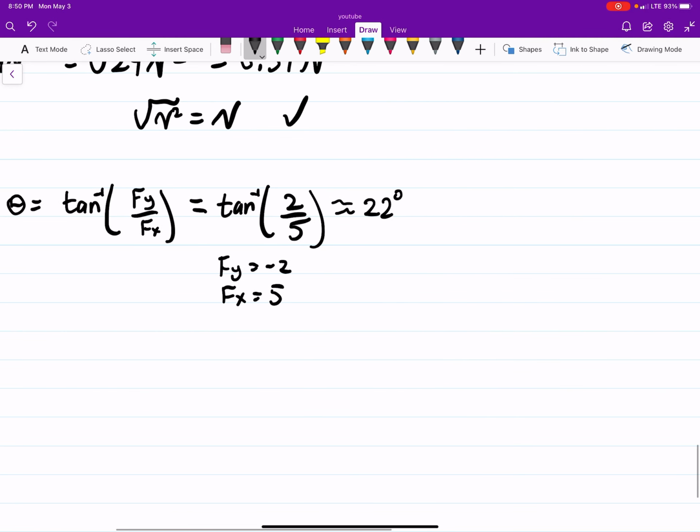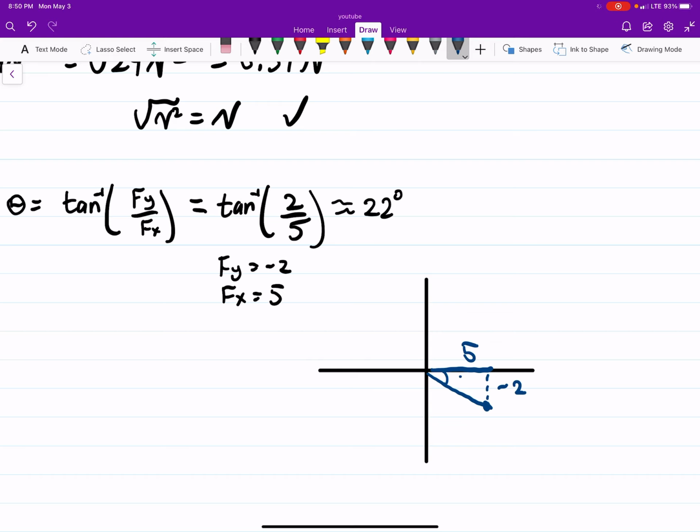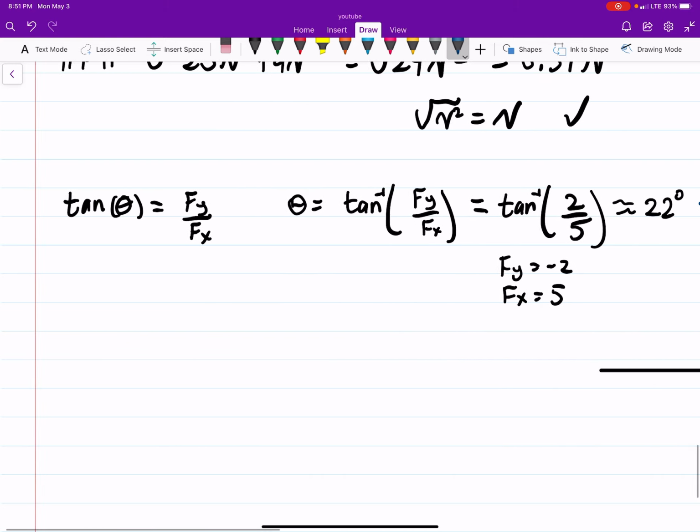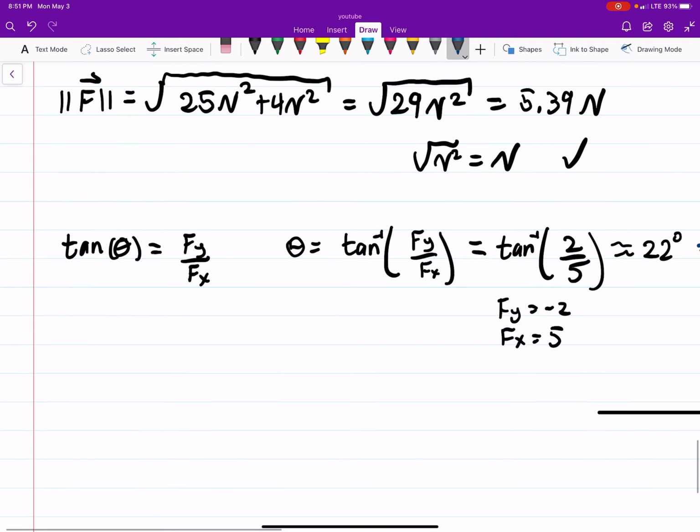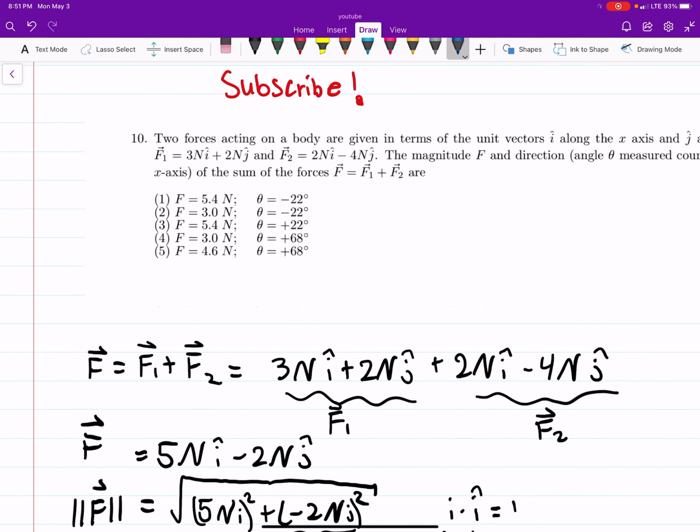Now, our F sub y was actually -2, and our F sub x was 5. So if we think about this in terms of a coordinate system, we're like over here, right? This is our 5, this is our -2, and there's your angle. So in reality, this is a minus 22 degrees. This has to do with the domain of tangent, and sometimes it can get kind of confusing depending on your calculator. But for that reason, I do it that way.